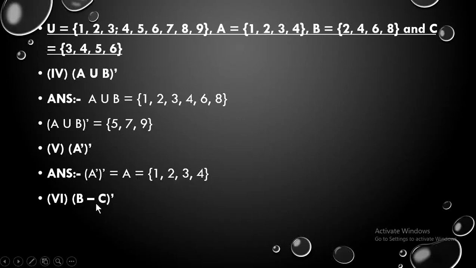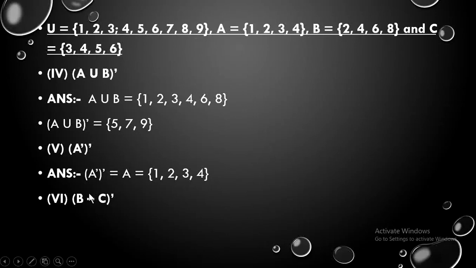Then they ask you to do B minus C complement. So first we'll do what is B minus C. Now what is the common element in B and C? Just check. C consists of 3, 4, 5, 6. Then you have B as 2, 4, 6, 8. So 4 and 6, they are present in both the sets.